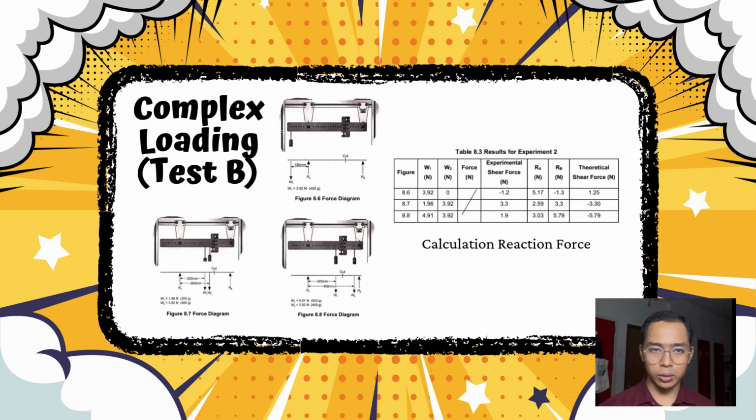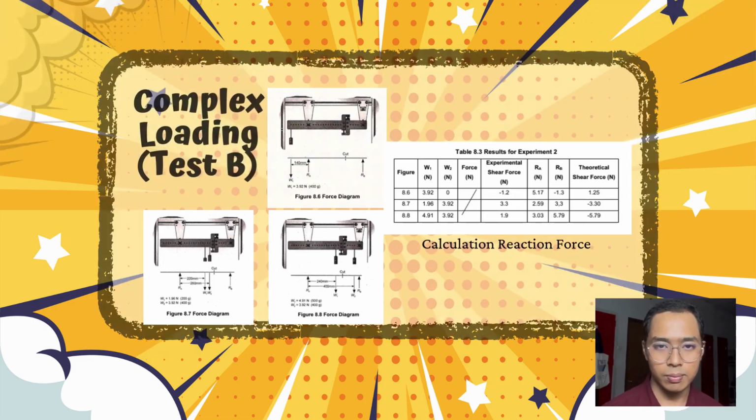In order to get the theoretical shear force, we must use the formula that has been mentioned by Muhammad Haikal before this, which is Sc equal to W times a over L. With that, we can get the theoretical shear force for figure 8.6, 1.25, and figure 8.7, 0.63, and lastly, figure 8.8, we get negative 0.01.